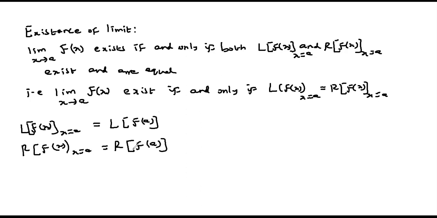Now we have how to find the left hand limit and right hand limit. Algorithm of left hand limit. x tends to a minus and x tends to a plus, both. We need to see how to find the left hand and right hand limit. First, the algorithm of left hand limit, L of f(x) at x equal to a.